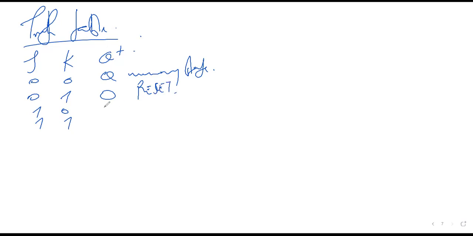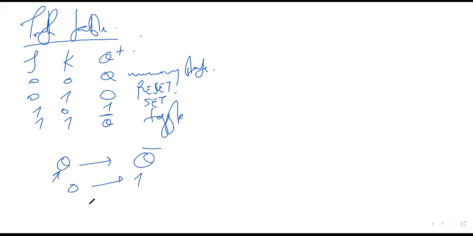Same as the RS. This is the set state. Same as the RS. Here, we have the toggle state. We no longer have that illegality. We have the toggle state. What this means is, if my present state was Q, my next state will be Q bar. 0, 1, 1, 0. That is the toggle state.